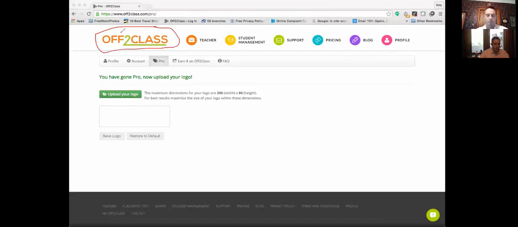And the other important thing to mention here is that when you upgrade to Pro, this is where your unique URLs will be. So you'll go to your profile tab here, and this is where your unique URLs will be placed.